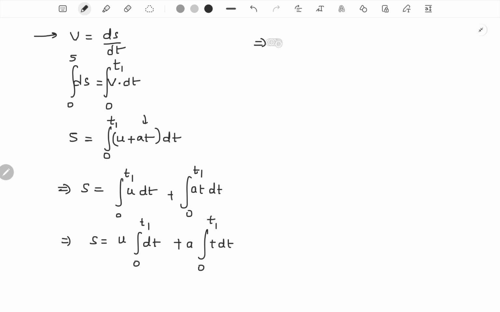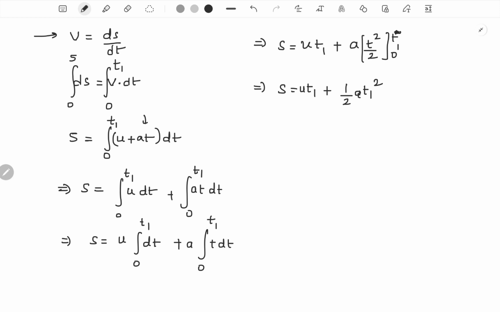So that implies s is equal to u times integral dt, which would be t, so it would come out as u t1, plus a times integral t dt, which would be t square by 2. The limits are again 0 to t1. So we would get s is equal to u t1 plus, if we substitute the limits there, half into a into t1 square.